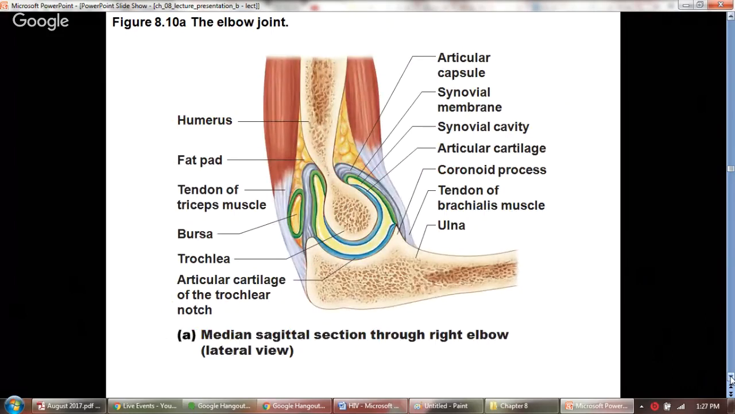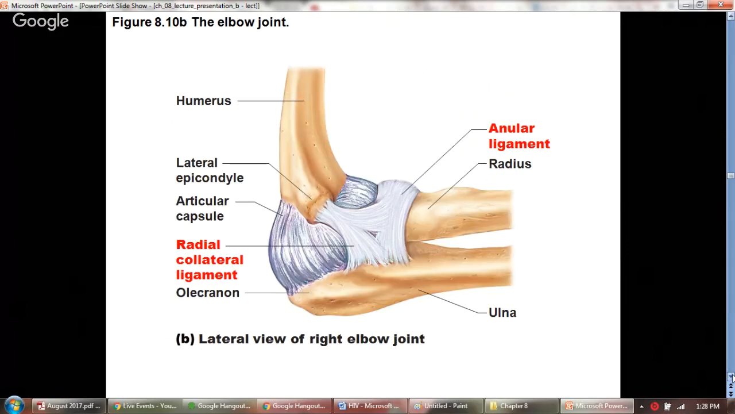And also, this is showing the median sagittal section right at the elbow joint. You would see the tendons of the triceps muscles posteriorly, and also the tendon of the brachialis muscle anteriorly, as well as the articular capsule and some bursae associated with the articular cartilage and so on. And in this figure, it shows the annular ligament, which surrounds the head of the radius, and the radial collateral ligament, which reinforce the elbow joint.